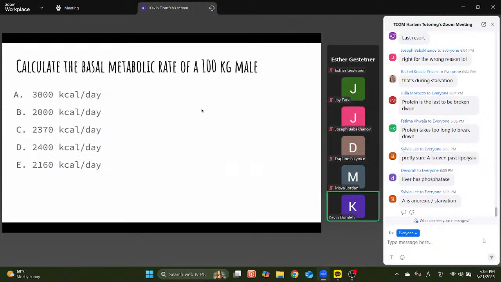Calculate the basal metabolic rate of a 100 kg male.